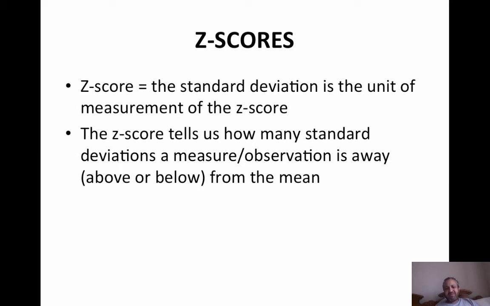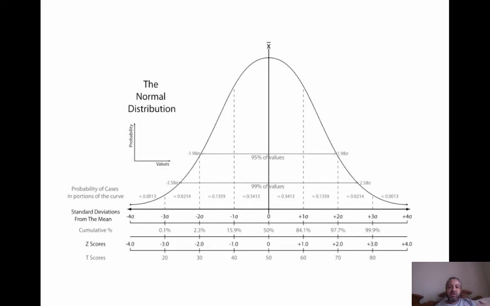The z-score, I don't obsess about this, but the standard deviation is the unit of measurement of the z-score. The z-score basically corresponds to the standard deviation, and it tells us how many standard deviations a measure is away from the mean. So this just shows it to you. You can see the standard deviation corresponds to the z-score. So 1 standard deviation above the mean, that +1, the z-score is a 1. Or if the standard deviation is 3, then the z-score is a 3. I just want you to be aware of that. I'm not going to ask you about that on the test or anything.